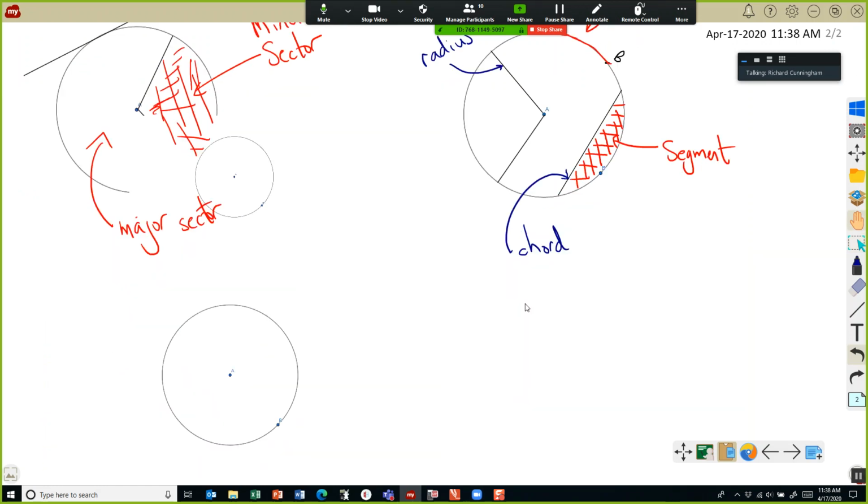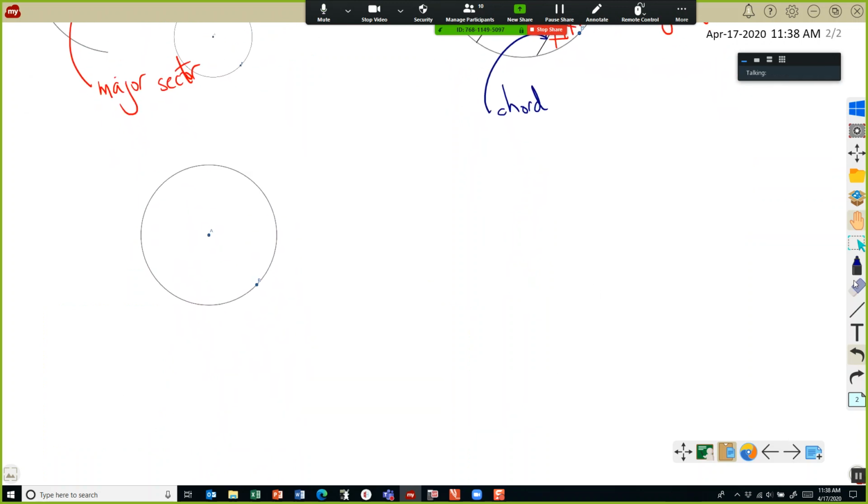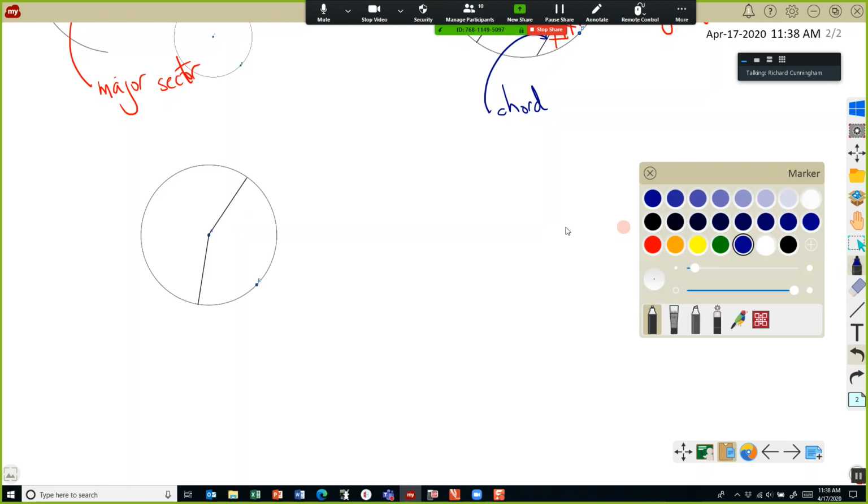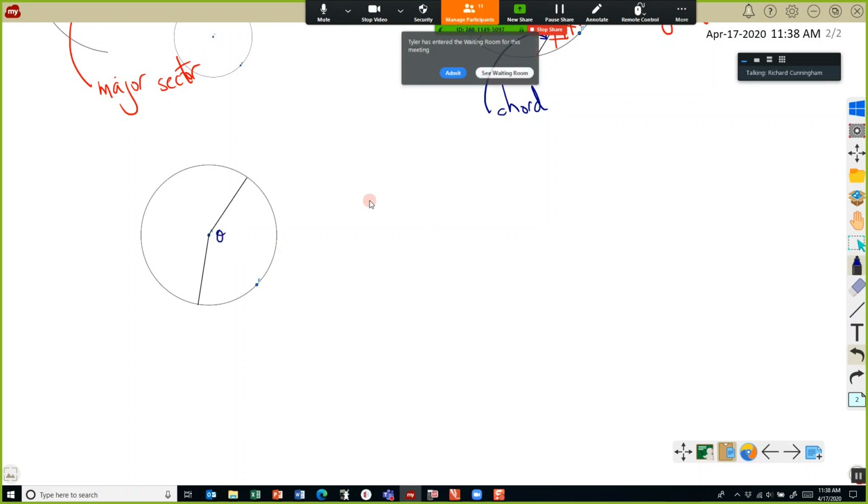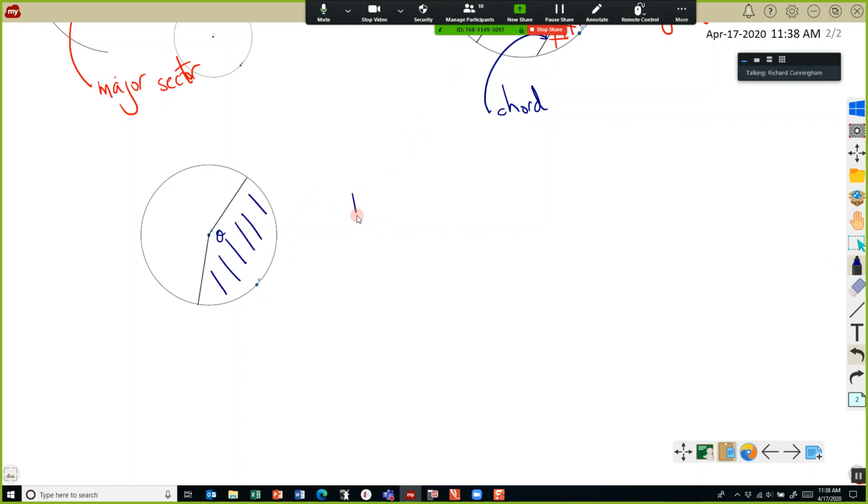Okay, I have got a circle and I want to work out the area, and let's say that the angle in here is theta. How would I work out the area of this sector?